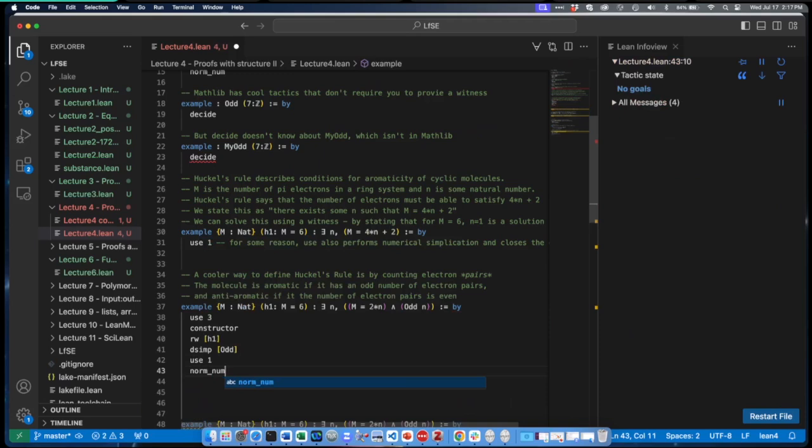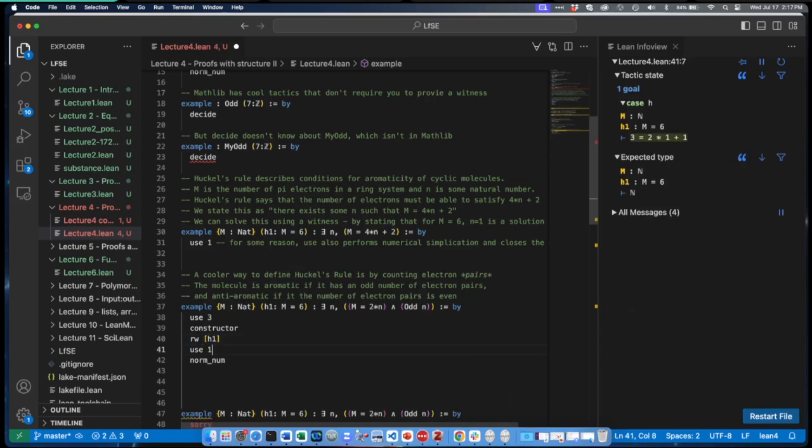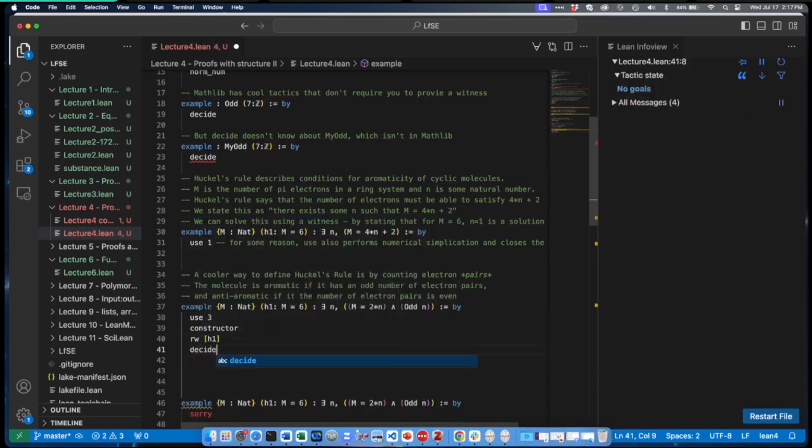All right. So a couple notes here. We don't need dsimp odd when we're working with overall mathlib. Okay, we don't need to unpack odd. We can just use 1 and it will work all of there in one shot. We also don't need to provide a witness for odd numbers because we have the decide tactic. Decide will close it off for us, make our lives easier.